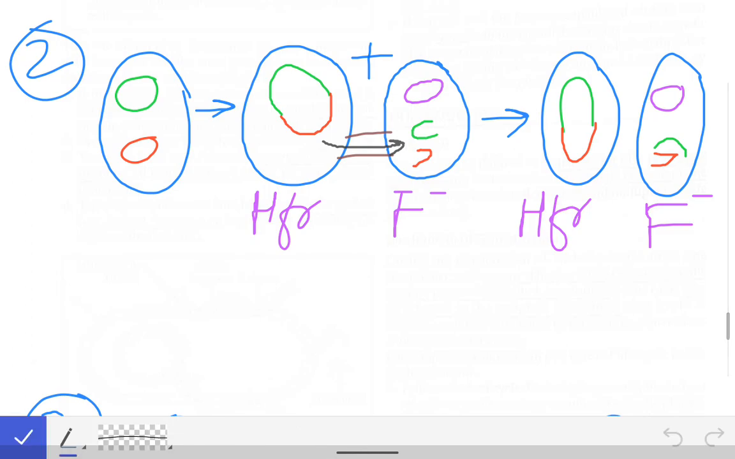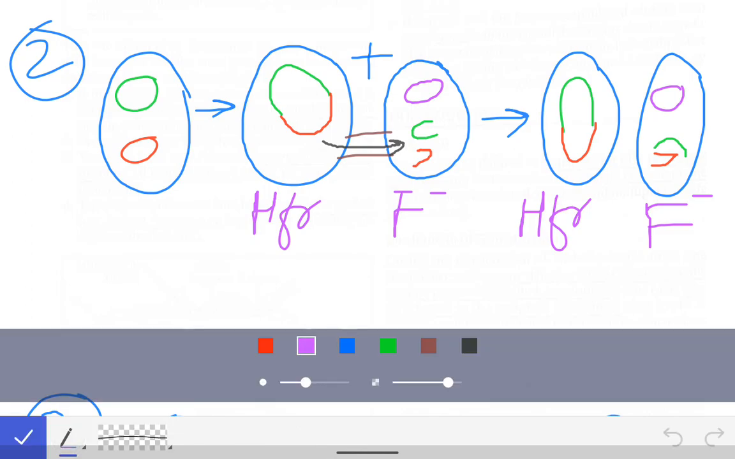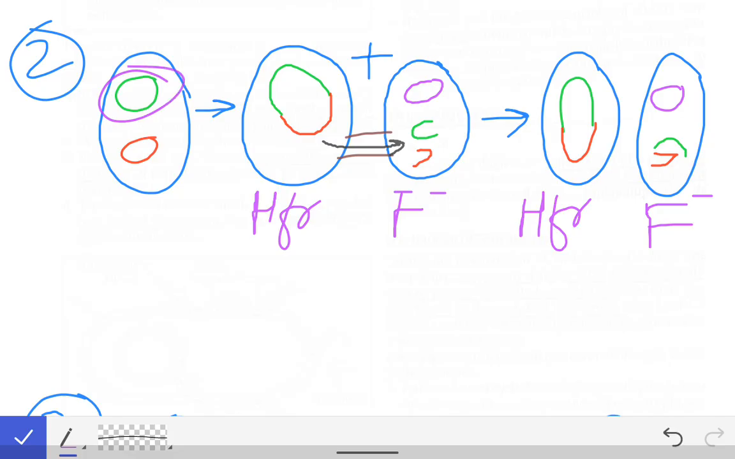Okay, see here, this is our HFR and F minus mating. What happens is that this is our donor DNA and this is the F factor. Both of them, the donor DNA and the F plasmid, are combining with each other, and they are forming the high frequency recombinant bacteria. This bacteria is called the high frequency recombinant bacteria.